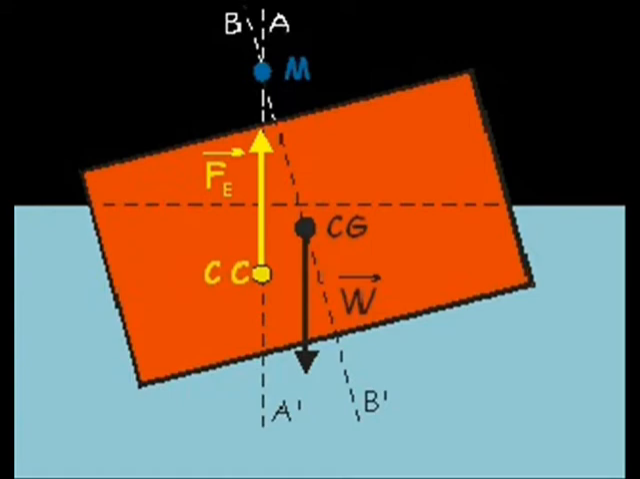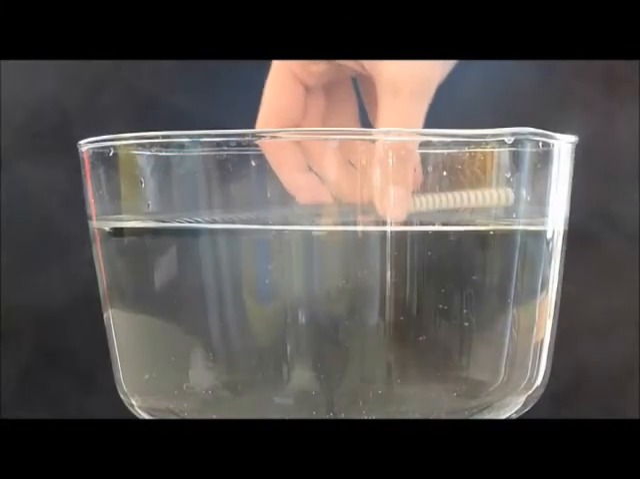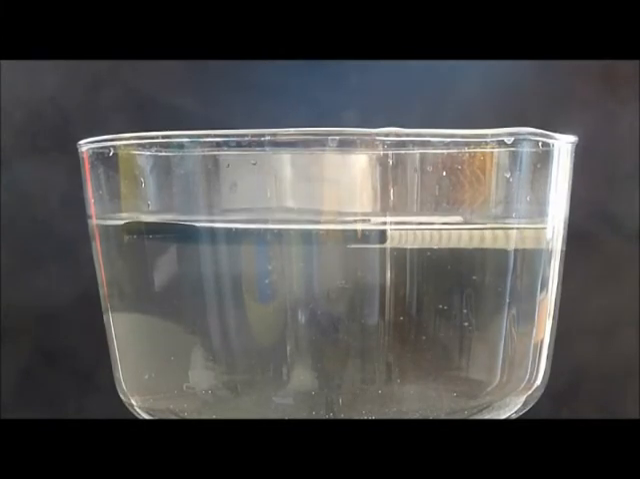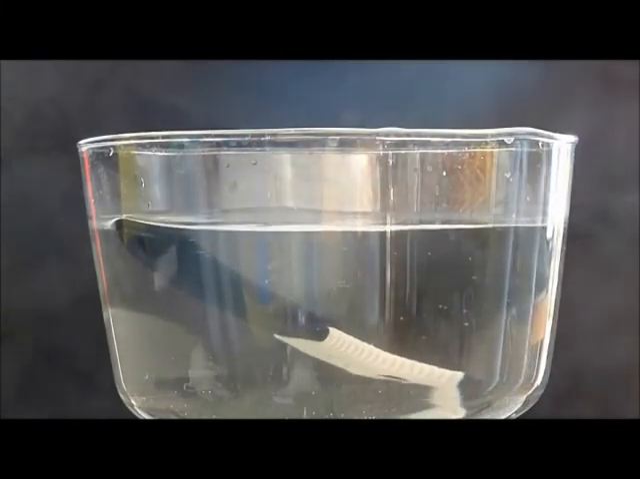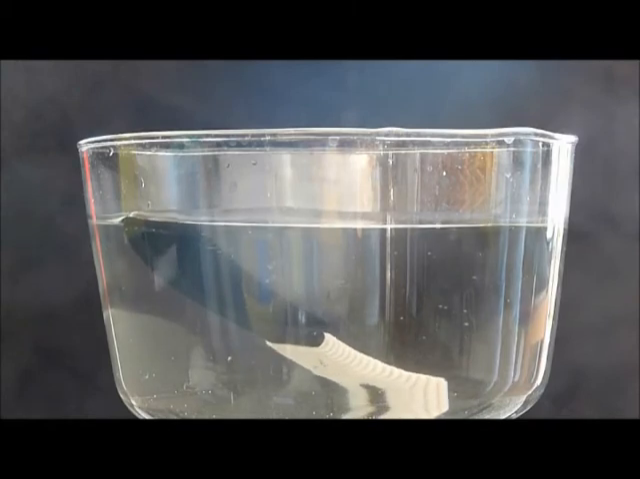To demonstrate the concept of instability, we use a cone. Like the block of wood, it initially floats. When we apply a force, however, it does not return itself to equilibrium. Therefore, it is unstable.